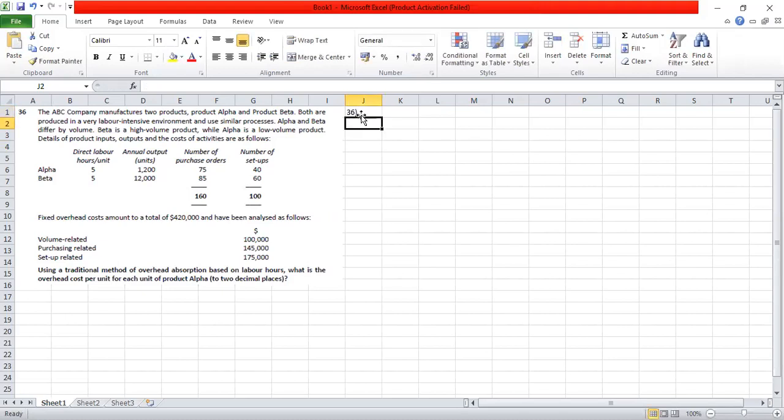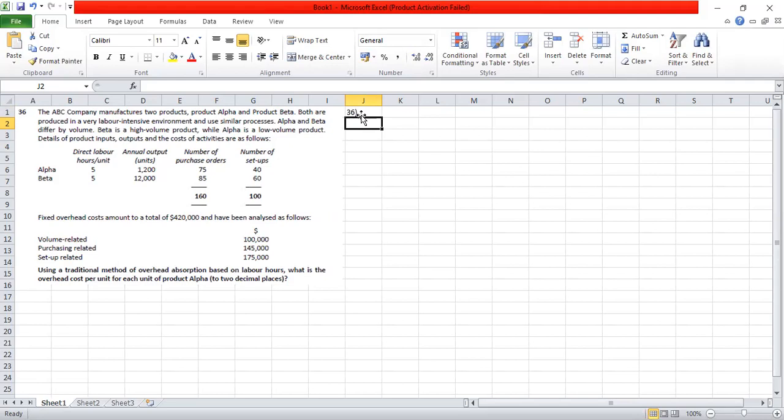The first set of information is about the traditional costing method. Traditional costing method of overhead absorption rate based on labor hours. How many labor hours per use? Let's read the question first. Let's go through the question and then attempt to answer this one.